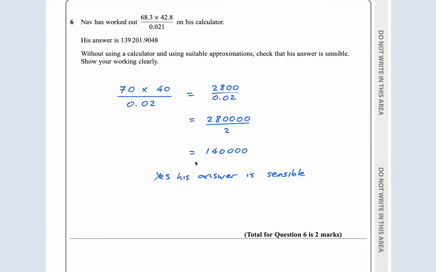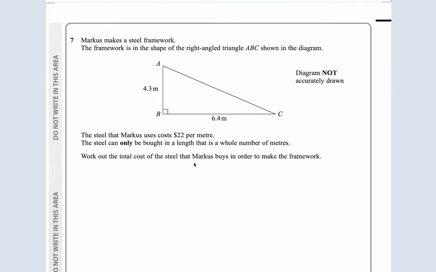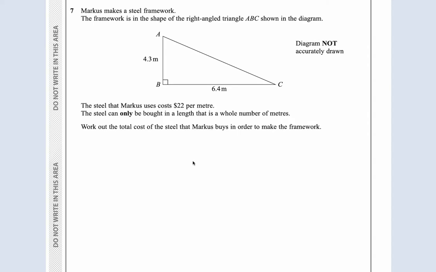Okay, that's question 6. Question 7. Marcus makes a steel framework. The framework is the shape of a right angle triangle, like this. The steel costs $22 per meter. The steel can only be bought in a length that is a whole number of meters. Work out the total cost of the steel that Marcus buys in order to make the framework.